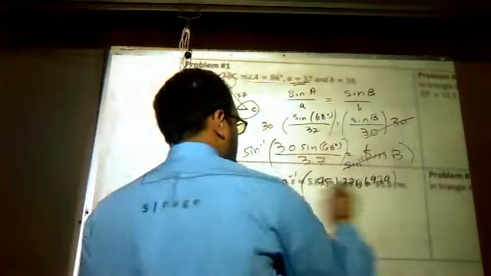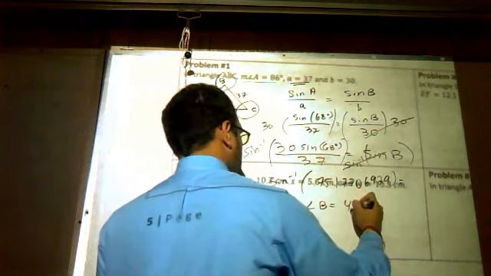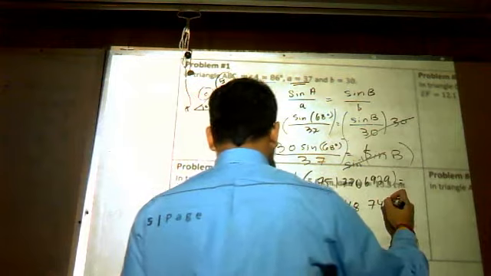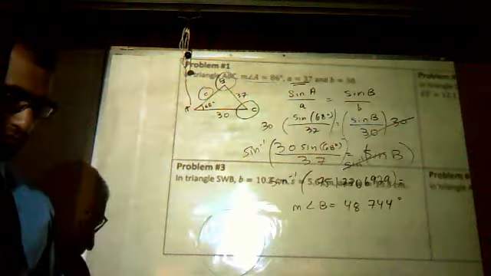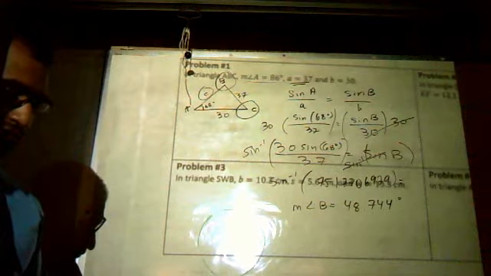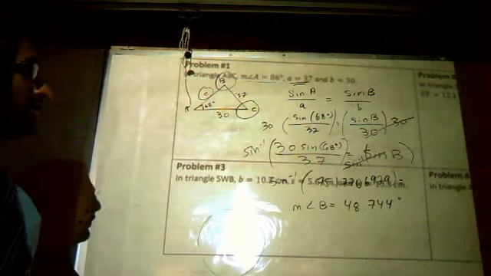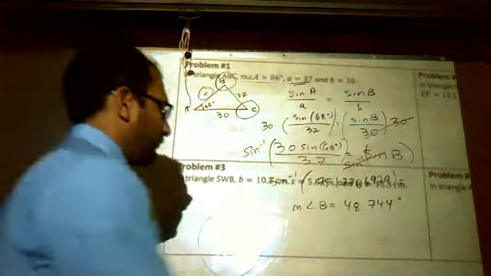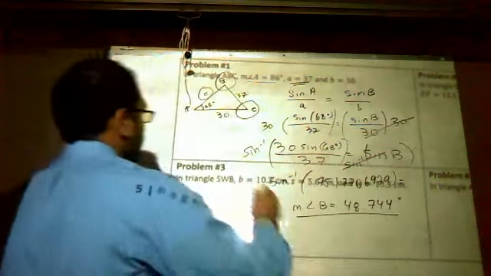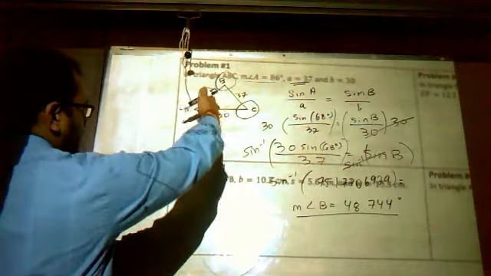I get the measure of angle B is going to be equal to 48.744 degrees. Make sure your mode is in degrees, and make sure you did 30 times the sine of 68 divided by 37. That gave you your answer for angle B. Are we done? No. We solved for angle B. Now we have to see if we can solve for angle C and side C.